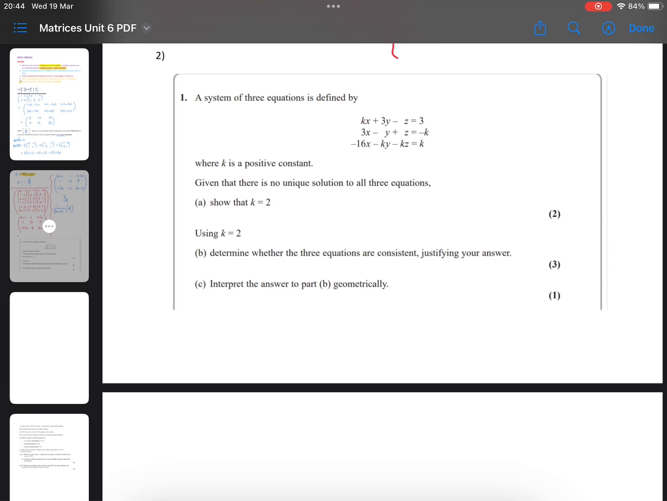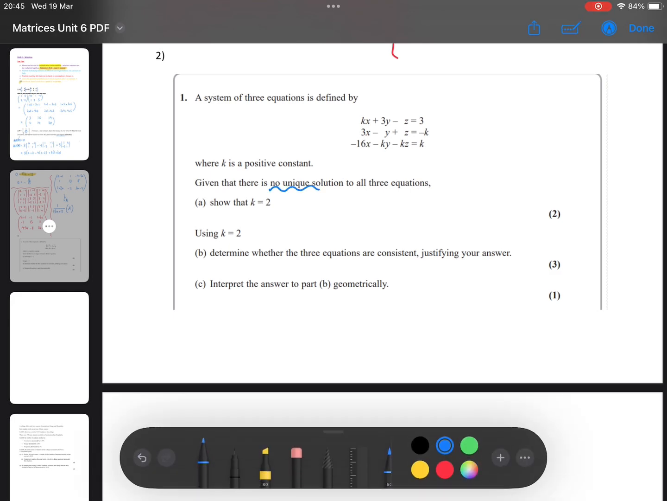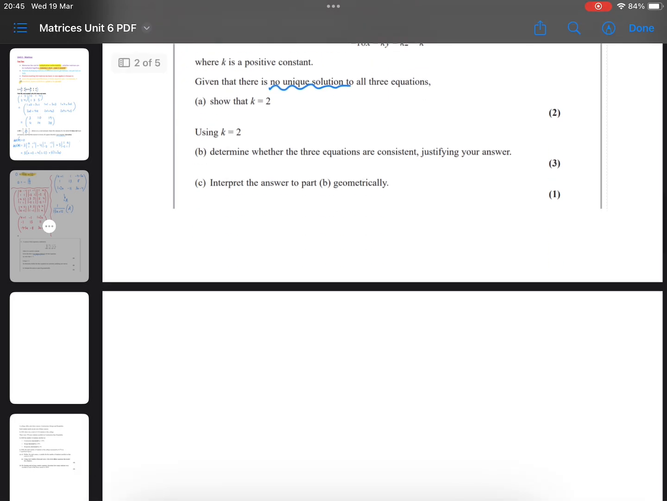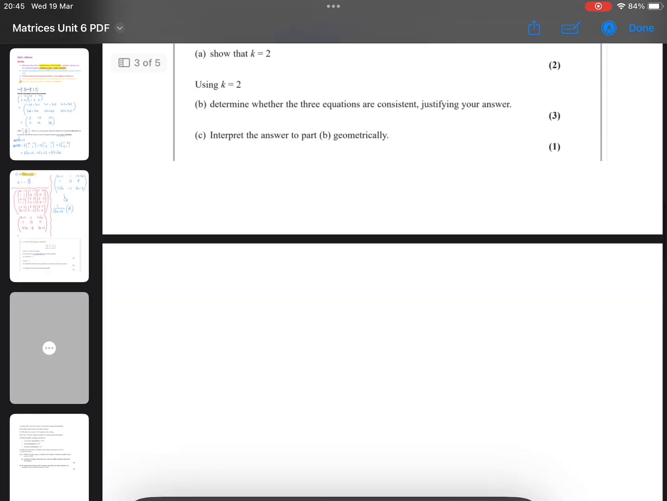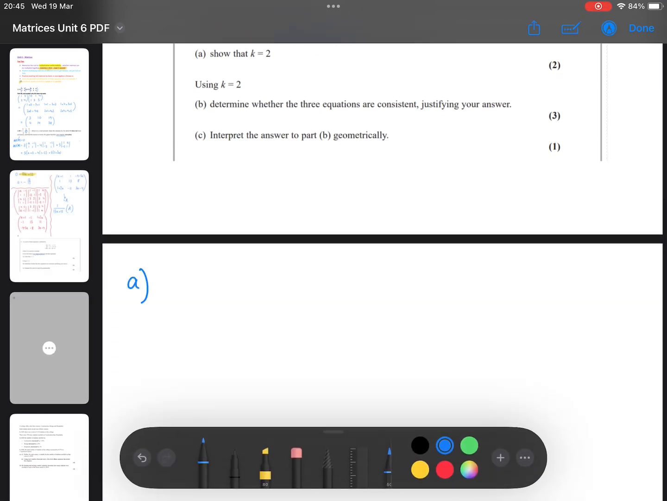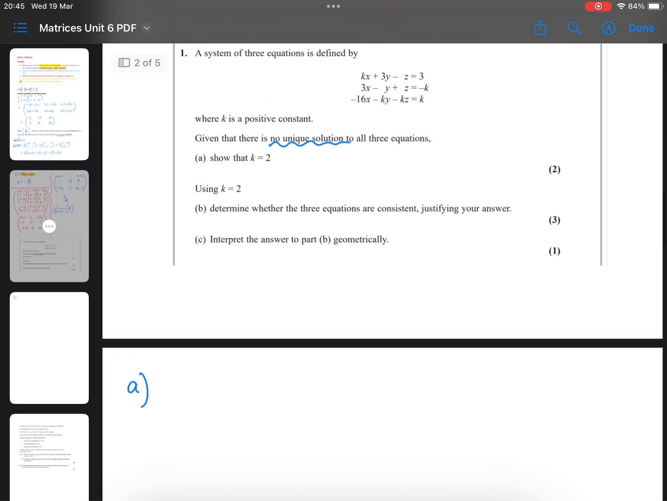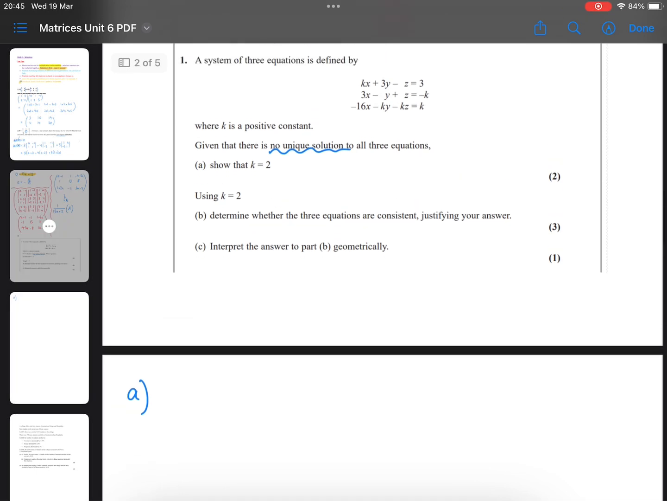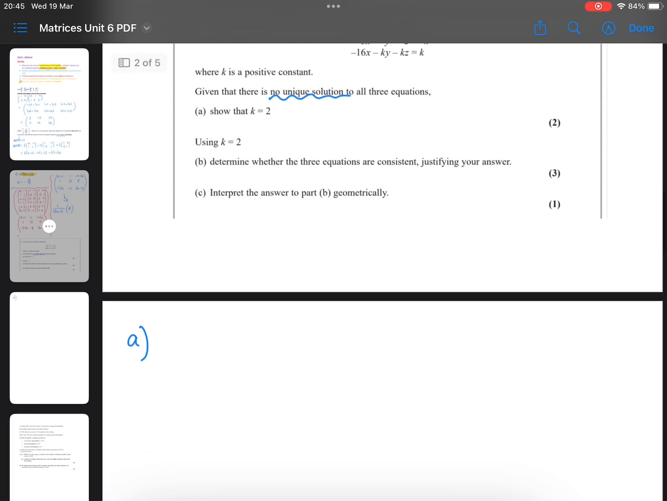A system of 3 equations is defined by the following, where k is a positive constant. Given that there is no unique solution to all 3 equations, show that k equals 2. And then there's some other parts, but we'll just do this first. So to show that k is 2, and this is no unique solution, so the determinant is going to be 0.